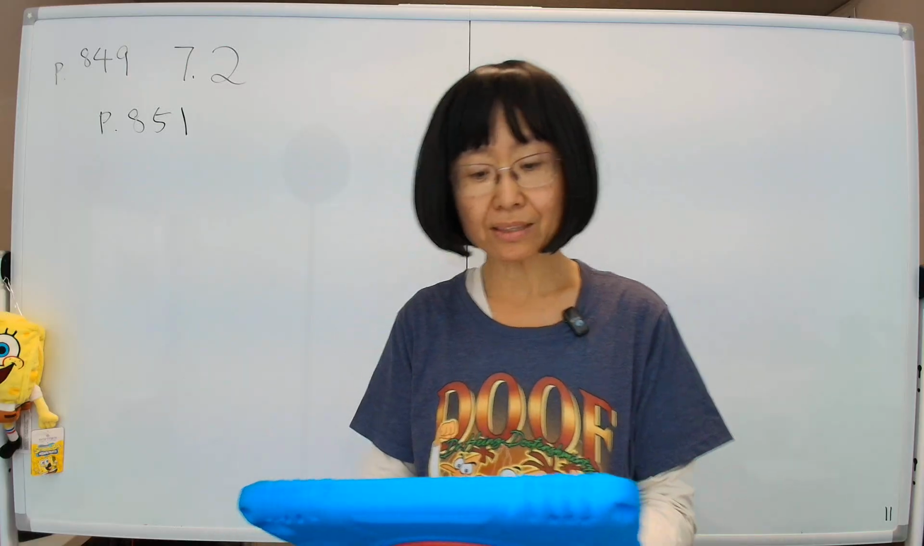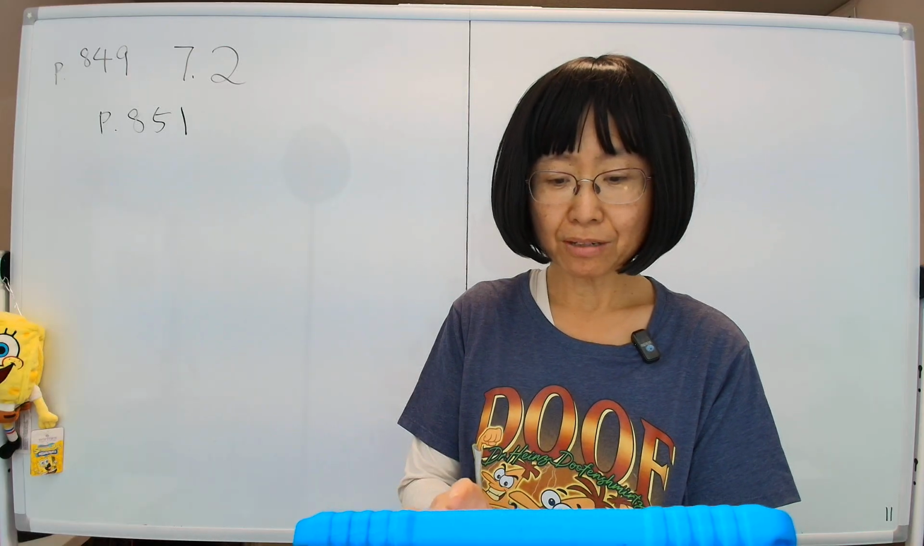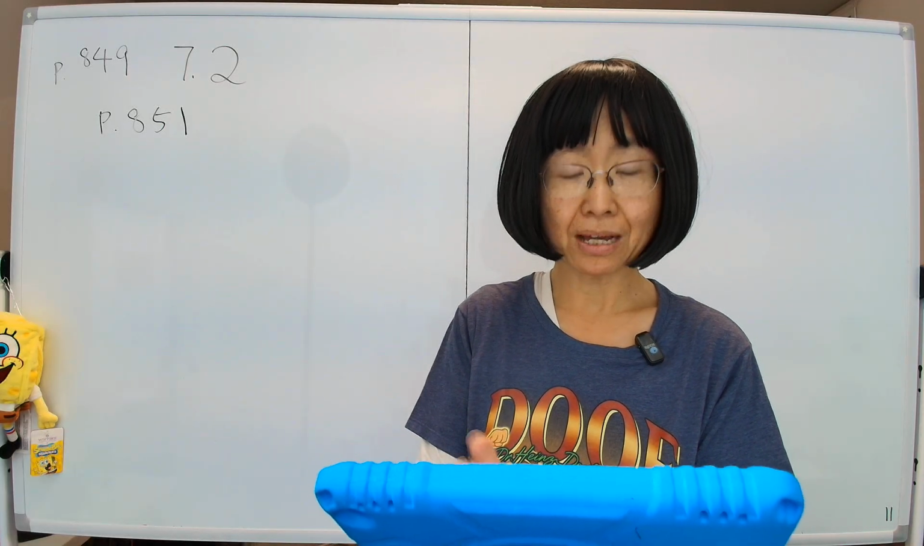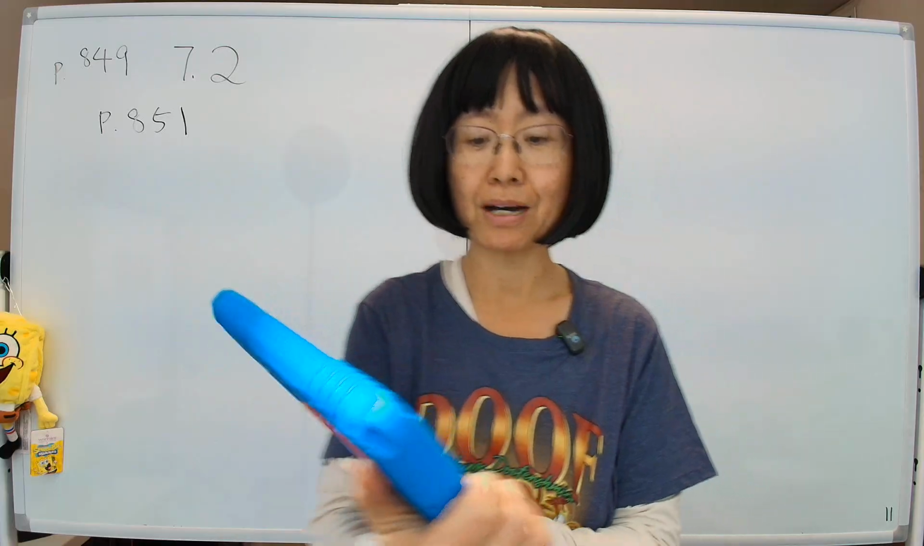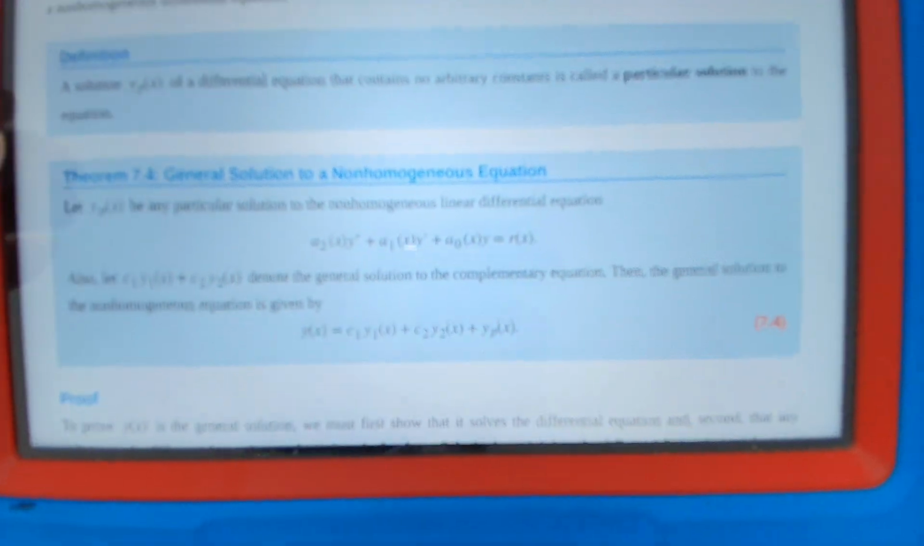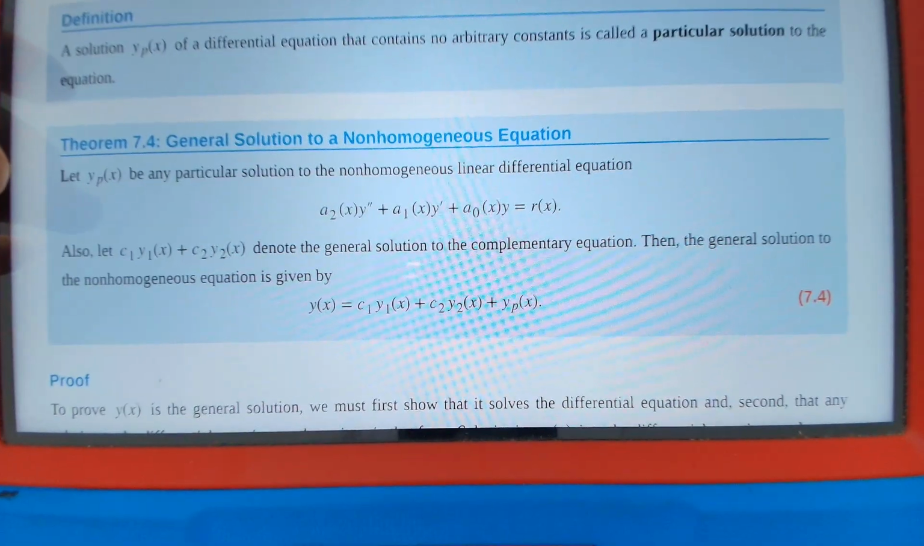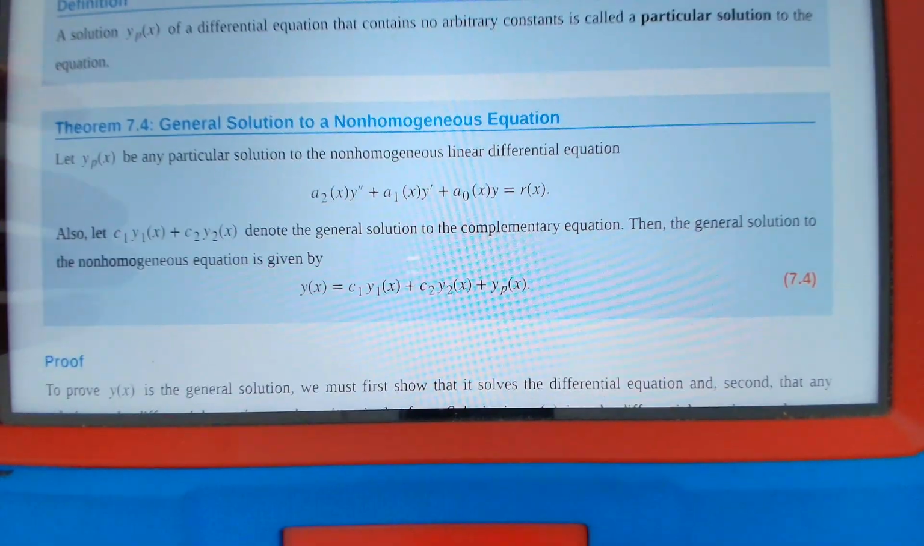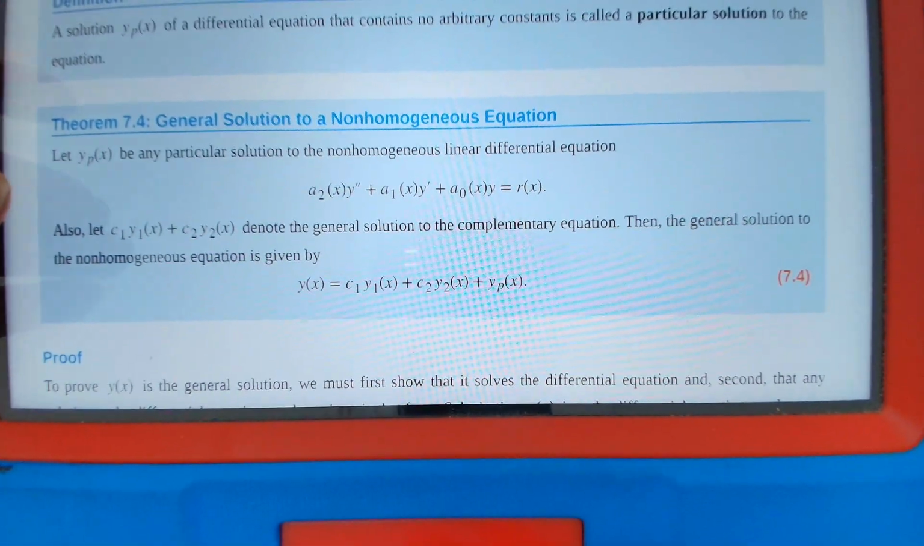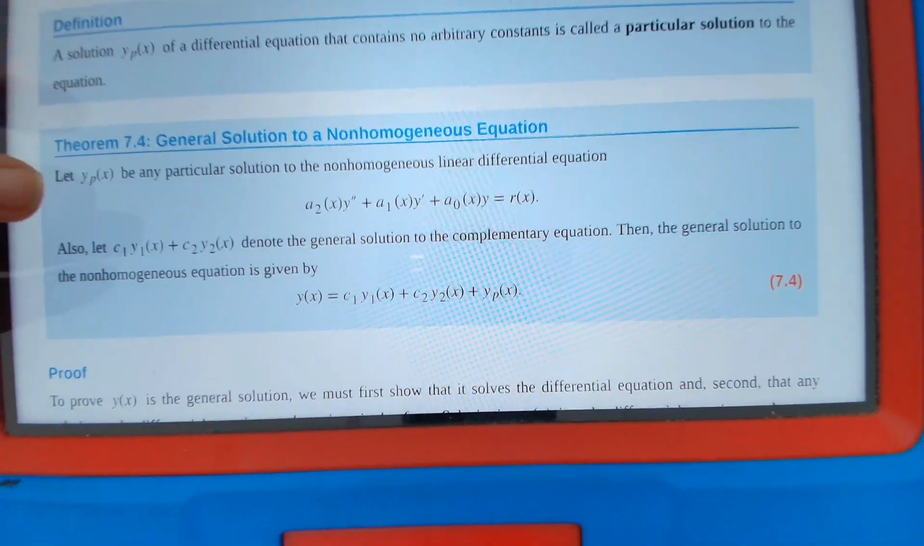So to apply theorem 7.4, we have to come up with some kind of particular solution, that is the yp of x. Once you come up with this, then you can plug it in. Anyway, we need to come up with something like this, okay?